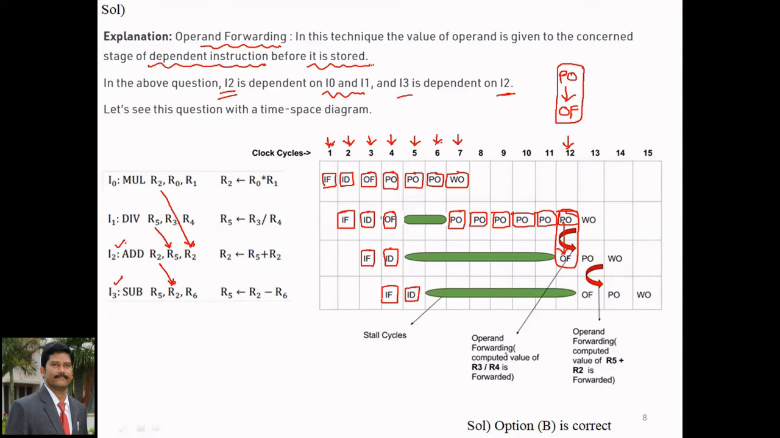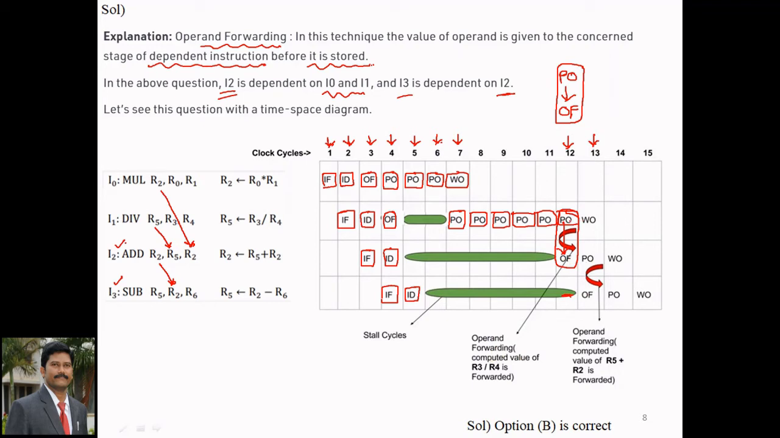See here, operand forwarding: the computed value of R3 by R4 is forwarded from here in the same clock cycle. That is called operand forwarding, okay. Then this OF will not start, because the PO stage of the add instruction will not be completed, that's why there is a stall here, right? Now if you observe clock cycle 13, what is going on?